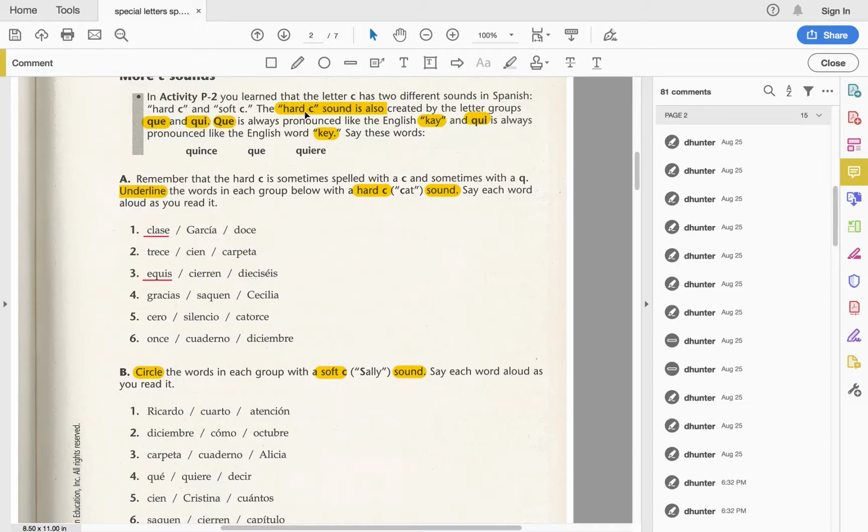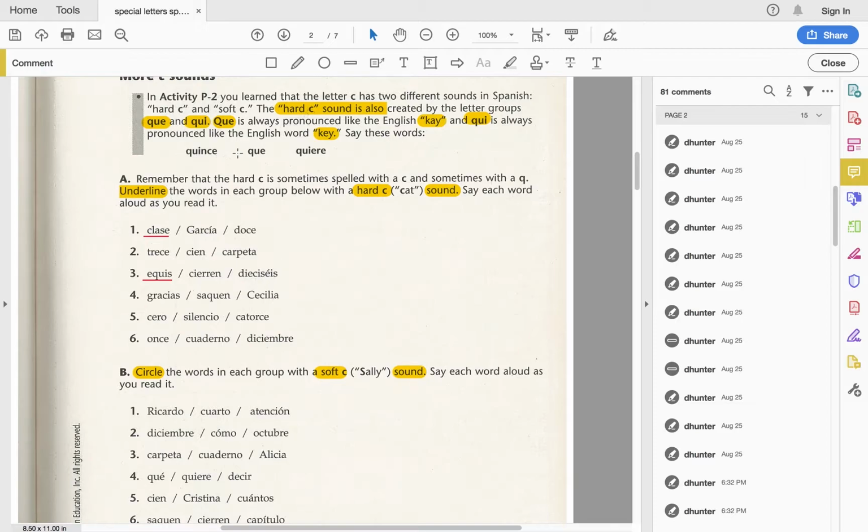Two other ways to see the hard C sound are here below. Que and qui. Say these with me. Que, qui. Que is always pronounced like the English letter K. Qui, Q-U-I, is always pronounced like the English word key, like what you put in the door. Let's say these words together.